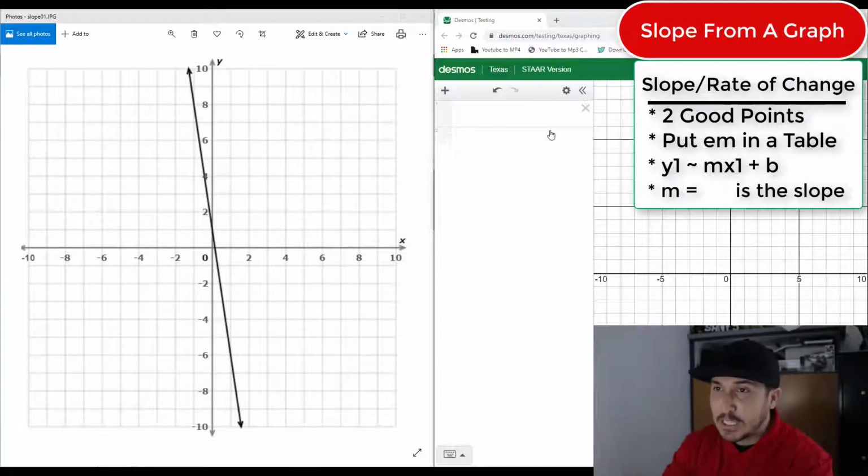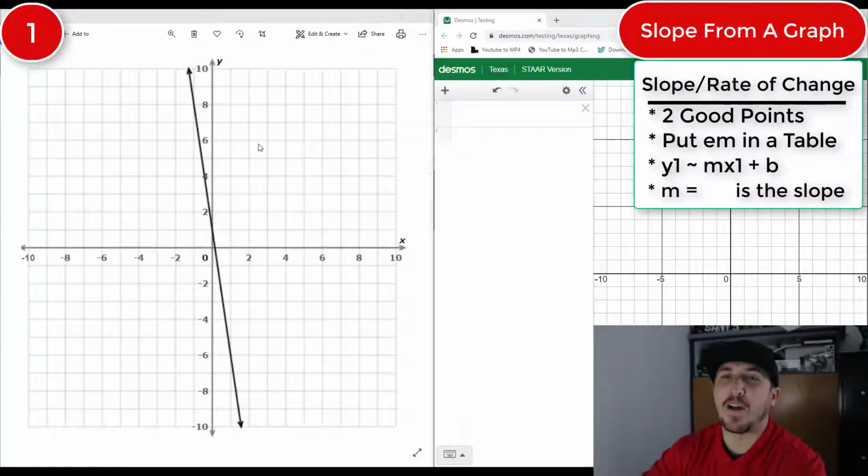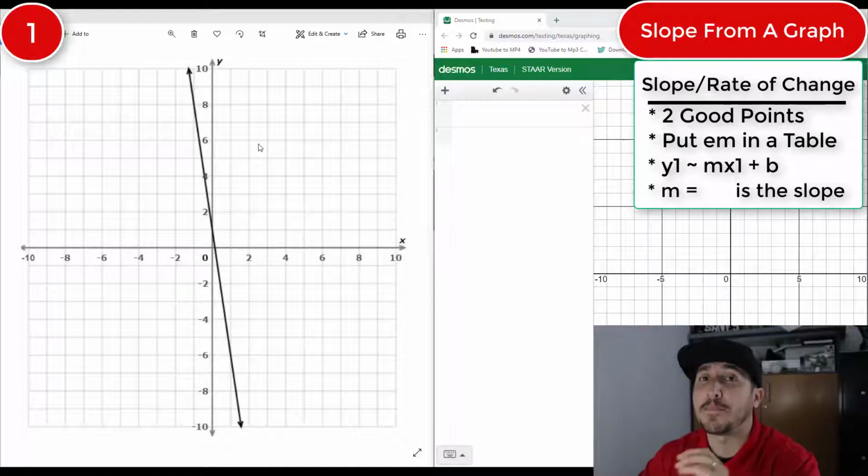But as we look at these problems today, we're not going to have 2 good points. So what the heck do we got to do? That's what today's about. For this problem right here, it's asking us to find the slope of this graph, or find the slope of this line, find the rate of change. Well, the first thing I know is I need to have 2 good points before we find the slope. So all I see is a graph with a line on it. I don't see any points identified for me, so I'm stuck. I don't know what to do. Well, we're about to find 2 points.